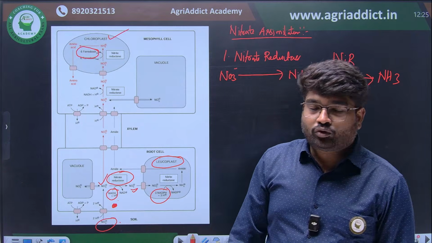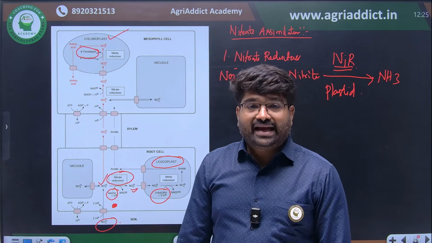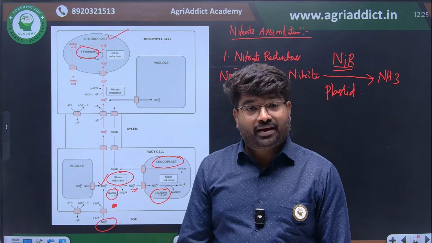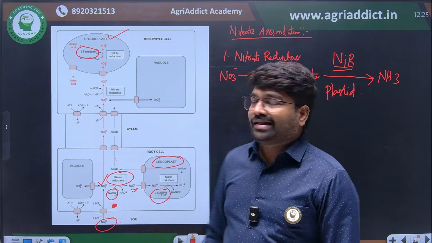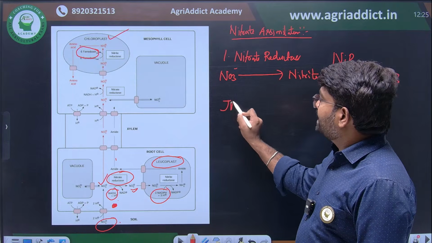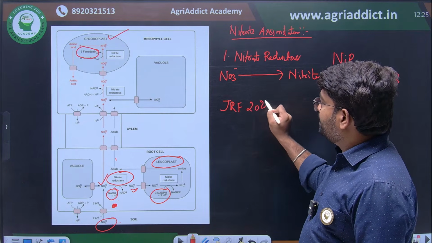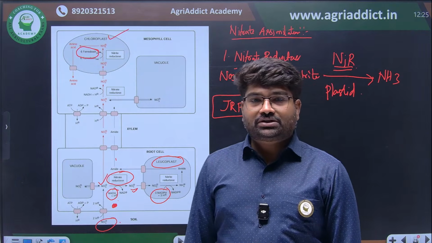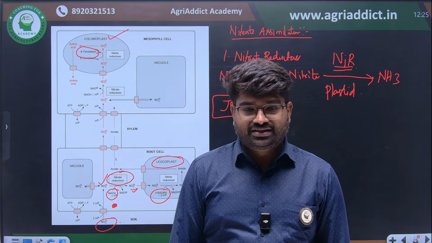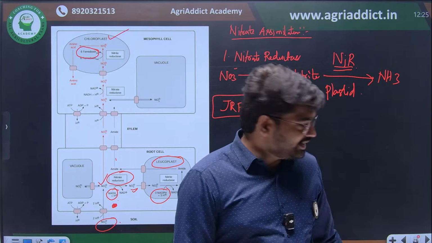Then the most important thing, nitrate assimilation will happen in both root and shoot cells. This is another important objective question they have asked in JRF 2023. Nitrate assimilation will happen in both root and shoot cells. I hope this is clear for everyone.